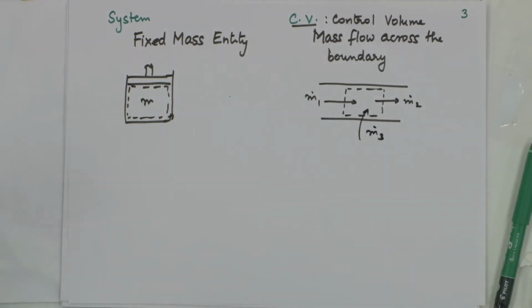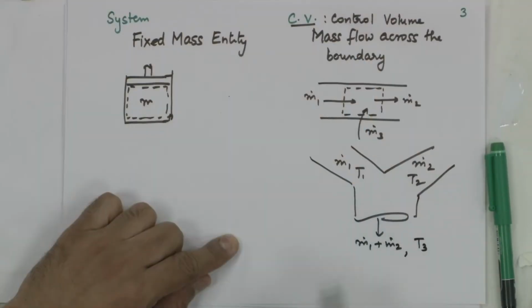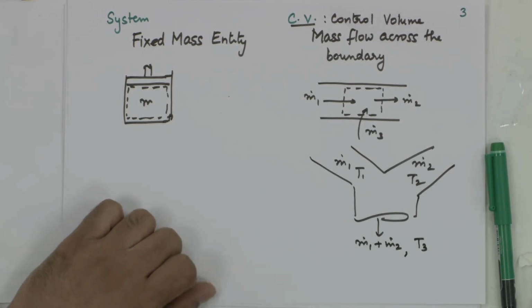Mass coming in by some other means, doesn't matter. Whatever be the paths, we don't care about it. See, when you have hot water for bath, you would mix a hot water stream with a cold water stream, and that is what comes out through the tap. So, you have two streams, one with m dot 1 at T1, another with m dot 2 at T2, cold water, and what you get at the end is m dot 1 plus m dot 2 and some intermediate temperature T3, which is a comfortable temperature for you to have a bath.